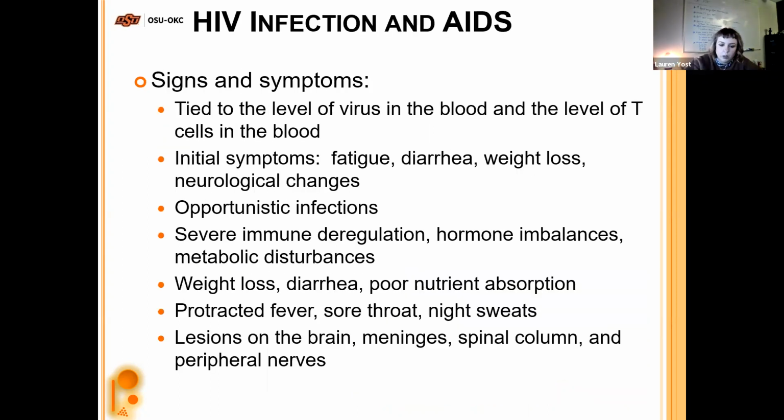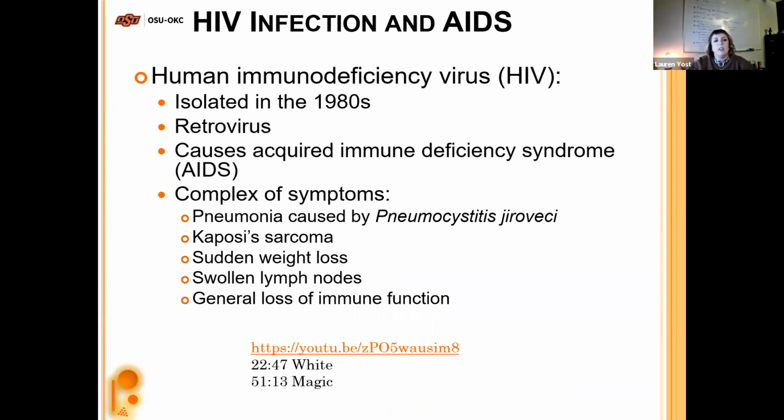So moving on to HIV. HIV is human immunodeficiency virus. It was isolated in the 1980s. It's a retrovirus, meaning that it takes its RNA genome, turns it into DNA, and puts that into our genome. Over time, it can develop into AIDS, acquired immune deficiency syndrome.